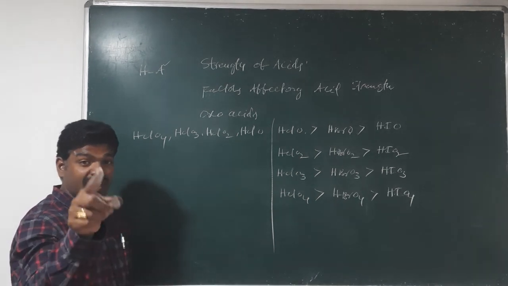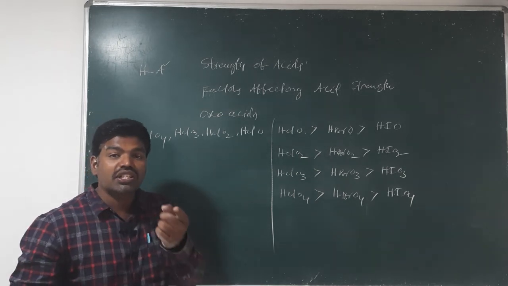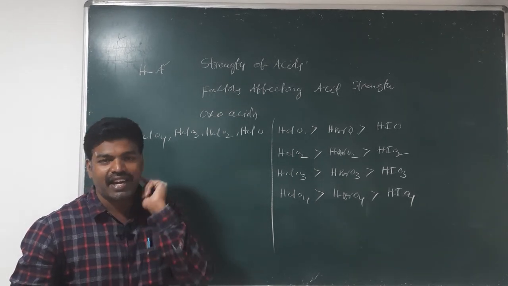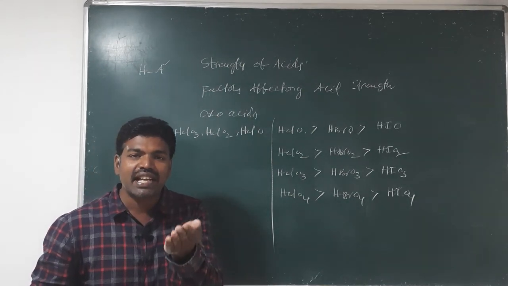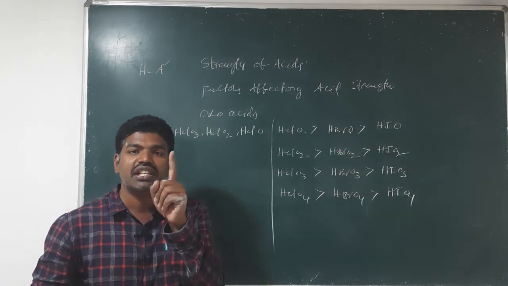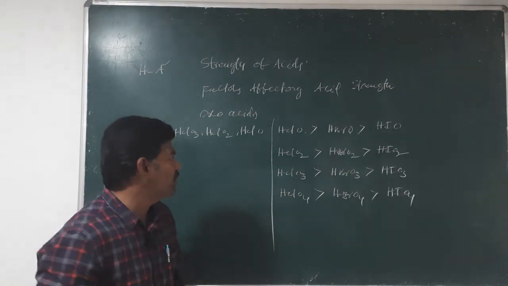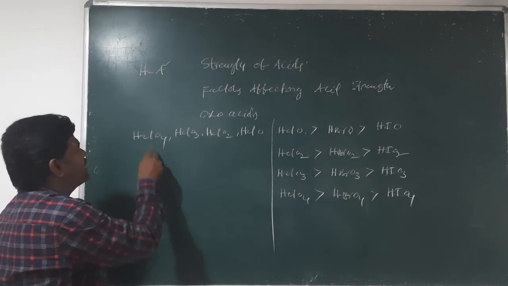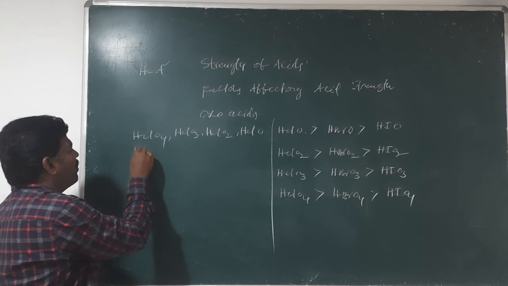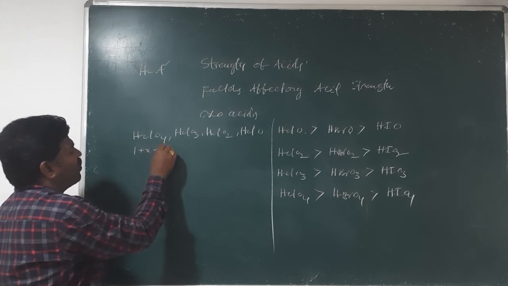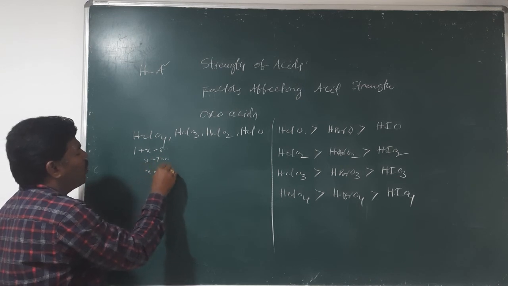Okay, in this case, you should calculate the oxidation state of the central atom, and the oxo acid in which the central atom has the highest oxidation state is the strongest acid. For example, if you take HClO4, you can calculate the oxidation state: 1 plus x minus 8 is equal to 0, that is x minus 7 is equal to 0 and x equals plus 7.